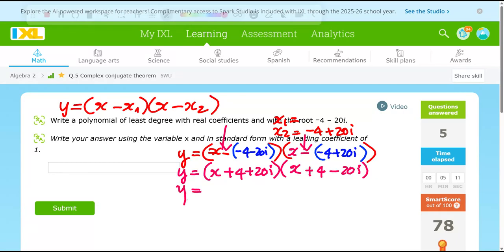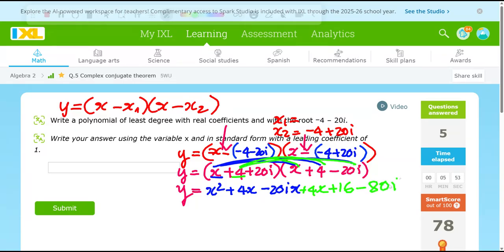Multiply them out. Here we go. Let's do it slowly. You start with x. x times x, x squared. x times 4, 4x. x times negative 20i, negative 20ix. Now the next one, you start with the number 4. 4 times x, 4x. 4 times 4, 16. 4 times negative 20i, negative 80i.